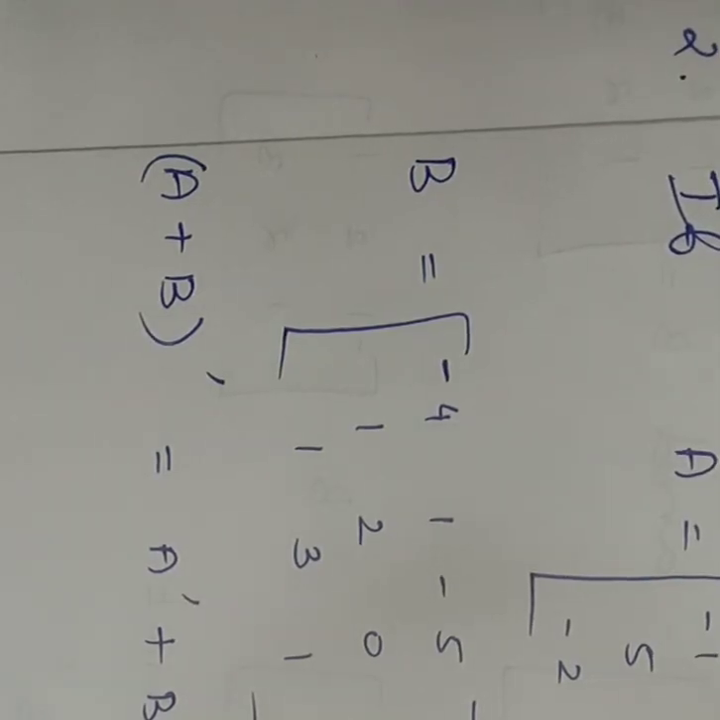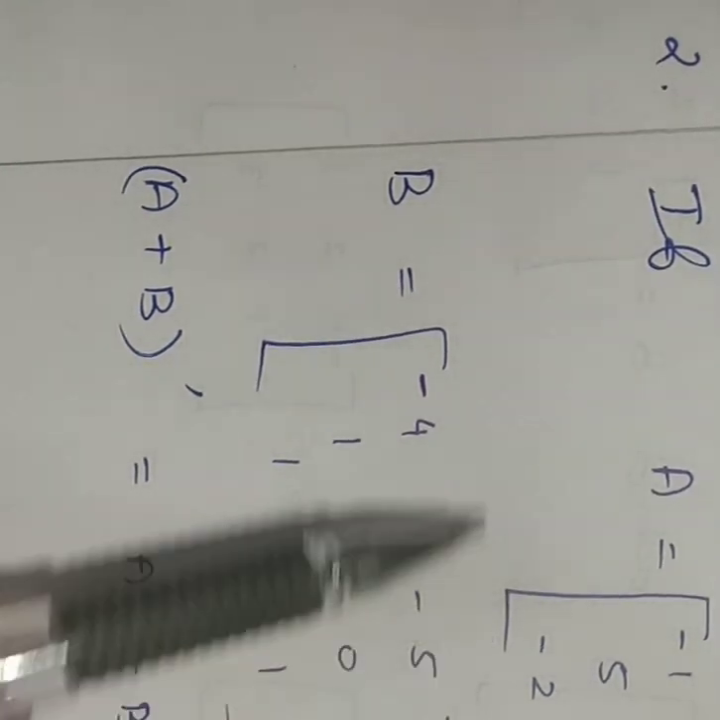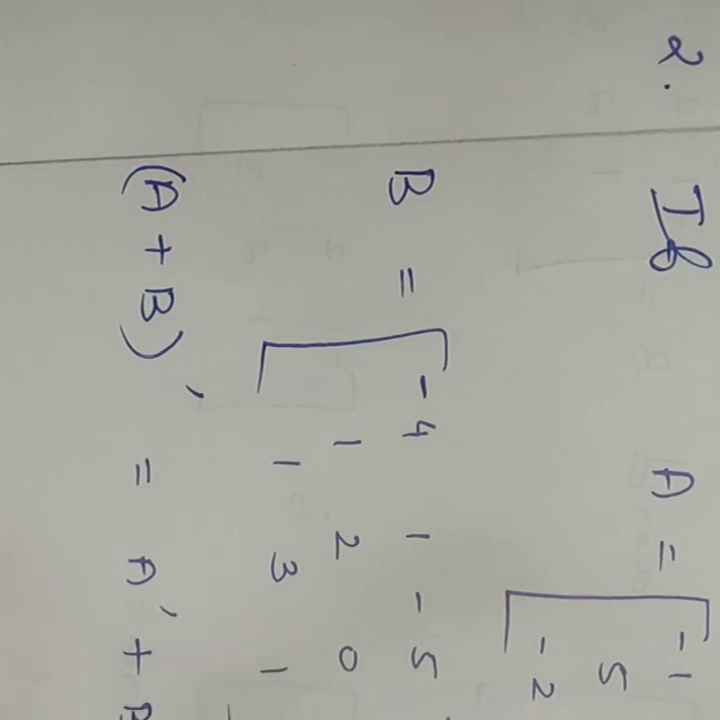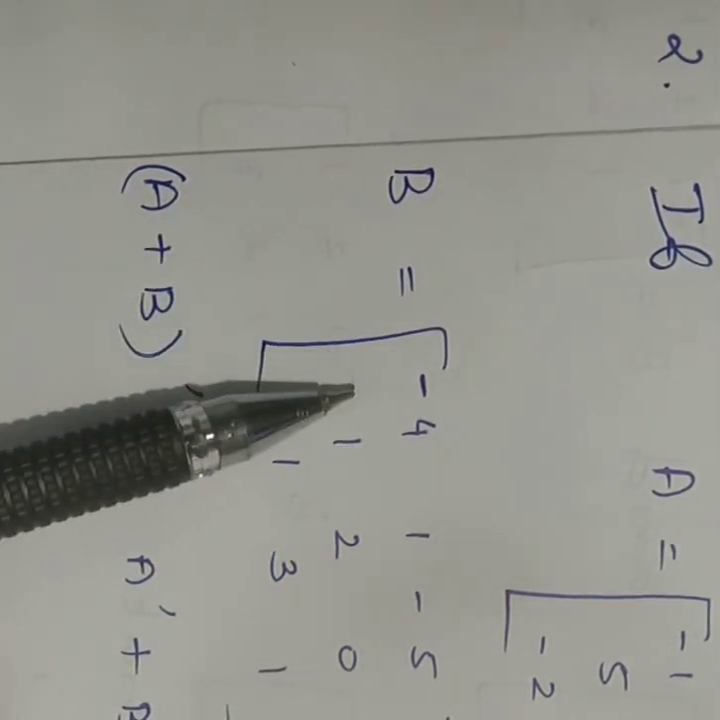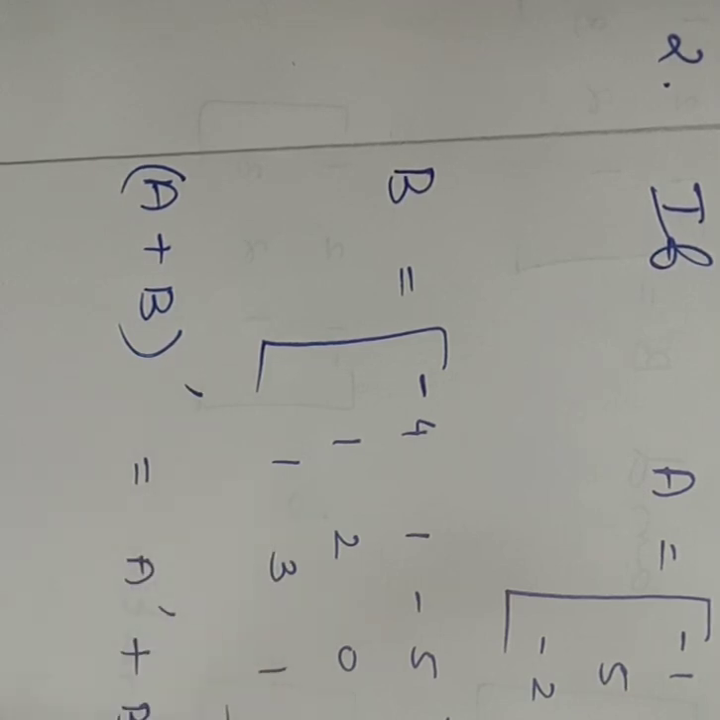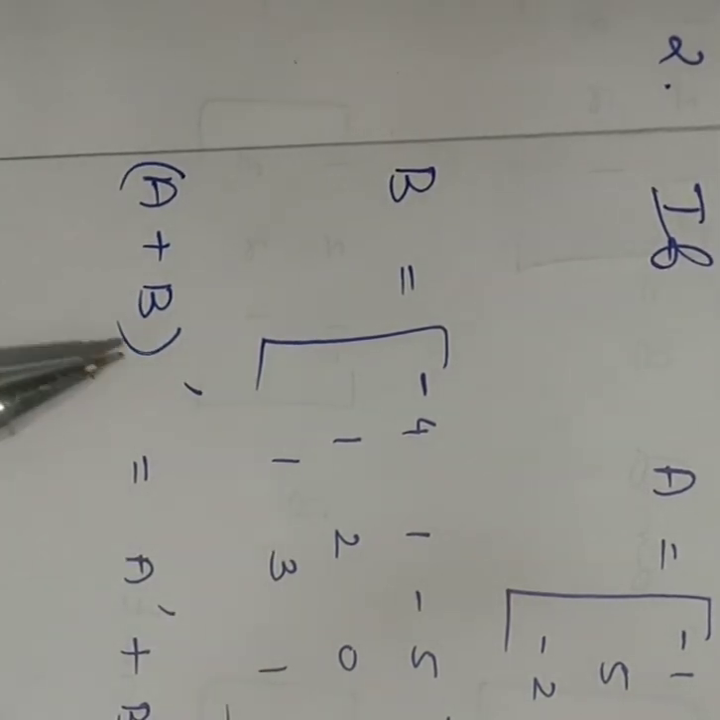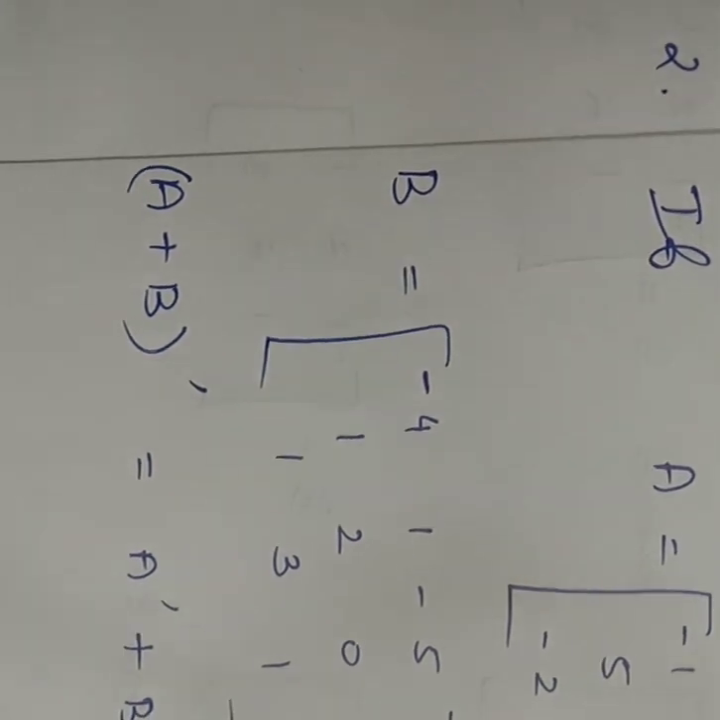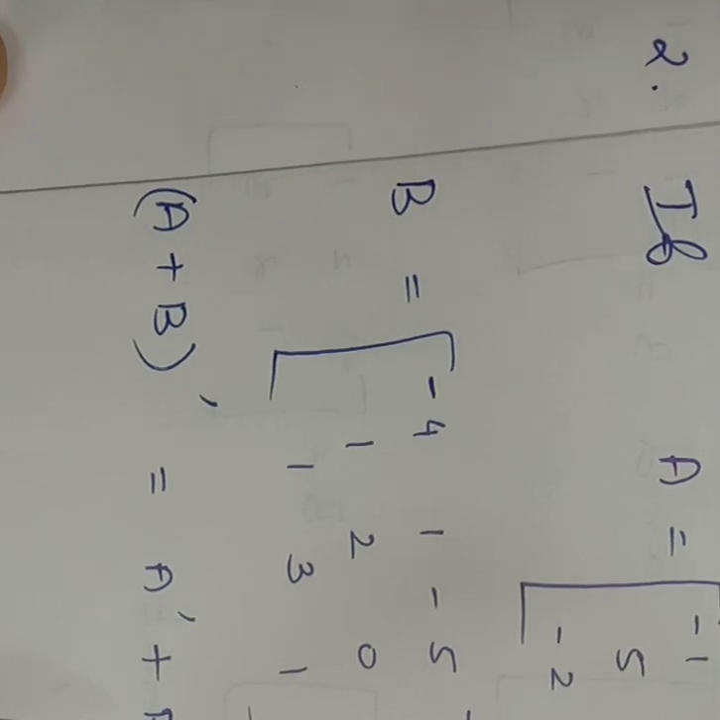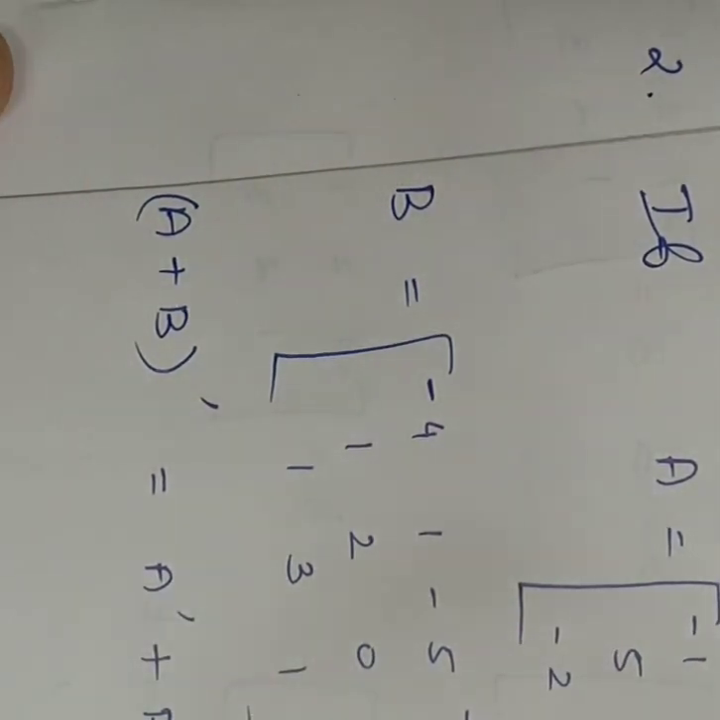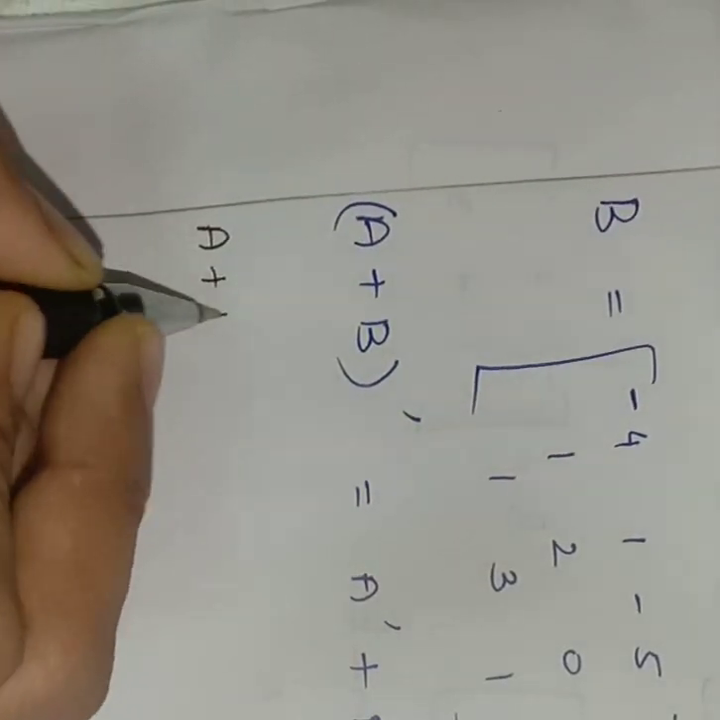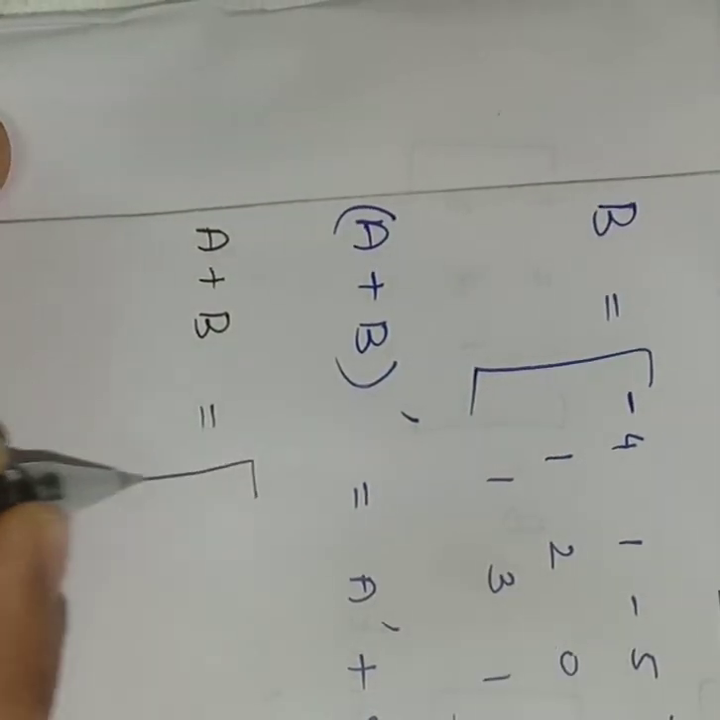Now the second question in the exercise. If A is equal to minus 1, 2, 3, 5, 7, 9 and minus 2, 1 and 1, and B is equal to minus 4, 1, minus 5, 1, 2, 0, 1, 3, 1, then verify that A plus B the whole dash is equal to A dash plus B dash. So first we are going to find the LHS, then we are going to find the RHS. This is A, this is B. So first you find A plus B.